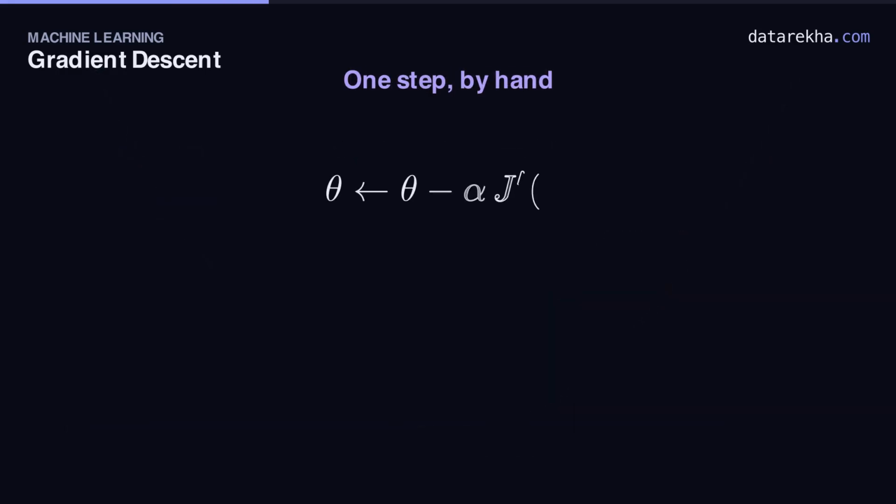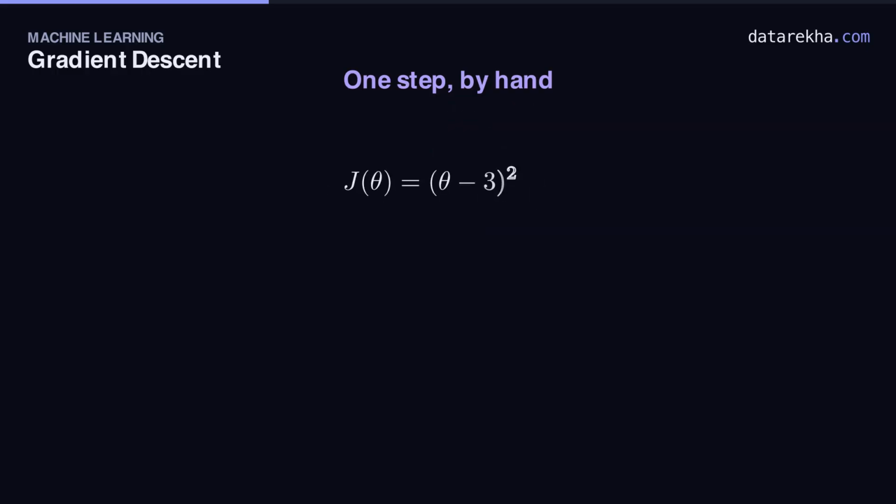Here is the rule that does all the work. New theta equals old theta, minus alpha times the slope. The minus sign points us downhill. And alpha, a small positive number called the learning rate, decides how big each step is.